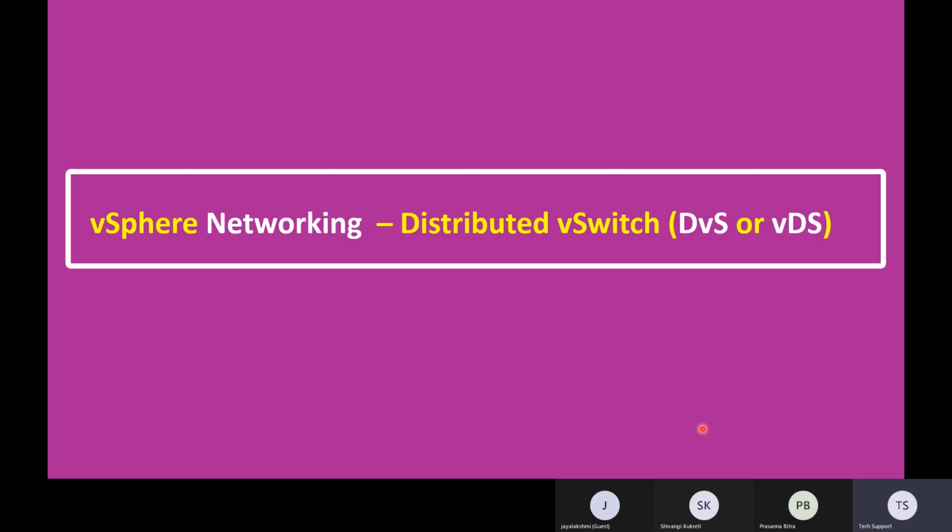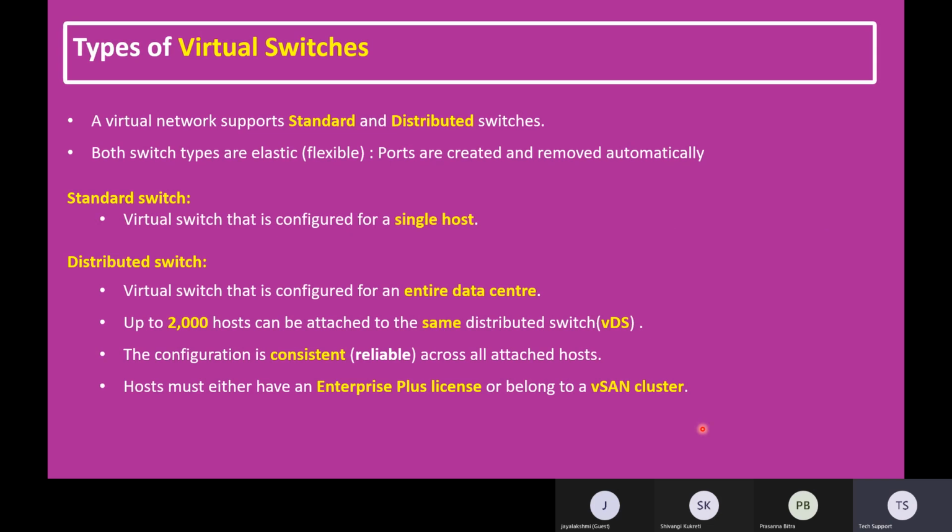So let's observe what types of virtual switches are available in our vSphere environment. We'll quickly recall this point. Hope you remember these types of virtual switches. A virtual network supports standard and distributed switches. So our vSphere network has two types of switches. One is standard, another one is distributed switches.